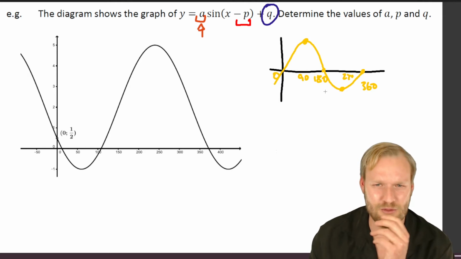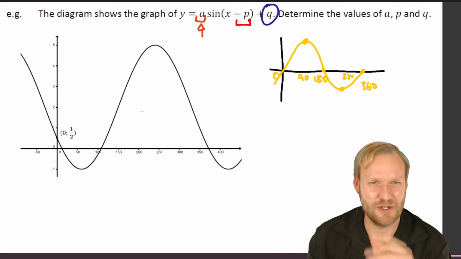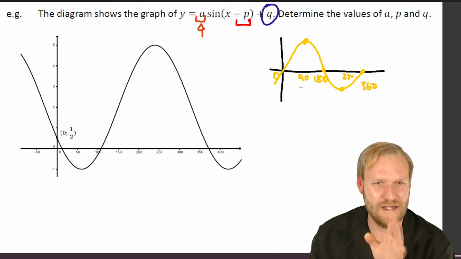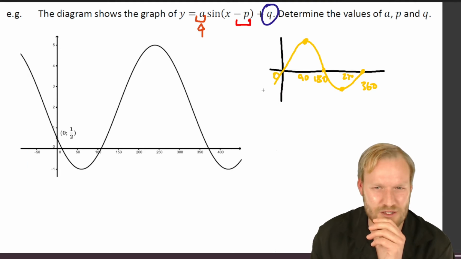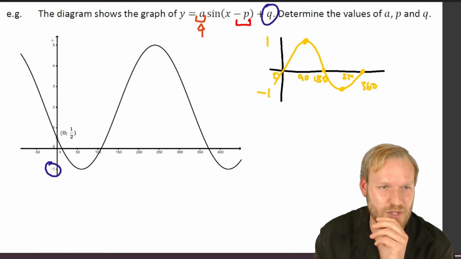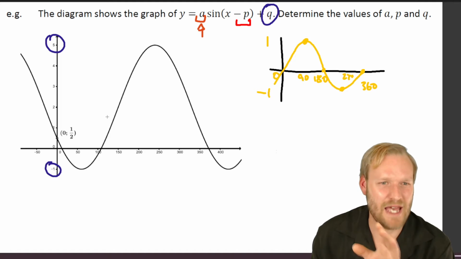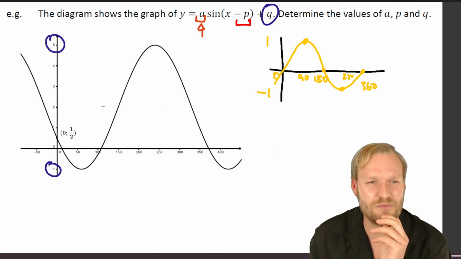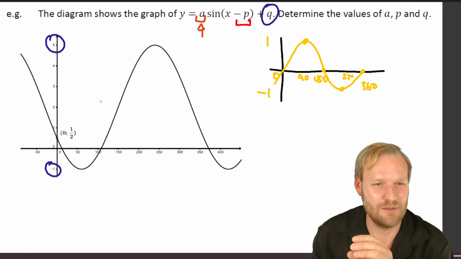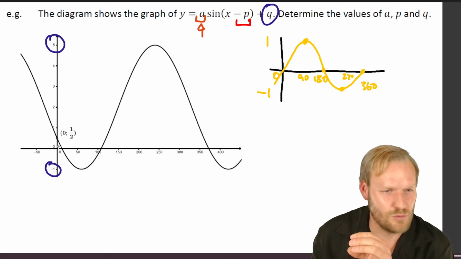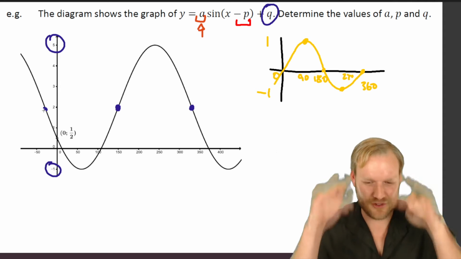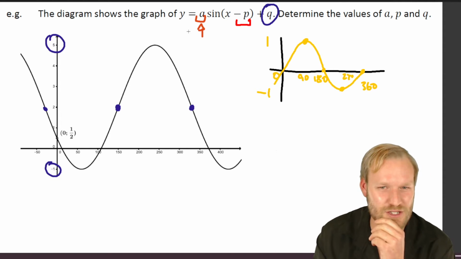Okay, so now we need to change that yellow graph into the one in the picture by changing A, P, and Q. Now, A kind of tells us how much it's stretched by. So if this one went between -1 and 1, and this one's going between -1 and 5, what's the amplitude of this new graph? Well, the amplitude is not going to be 6, remember, it's going to be 3, because amplitude is kind of 1, 2, 3. Like these are kind of the center point of our graph, and it's going up by 3 and down by 3. So our amplitude is 3.